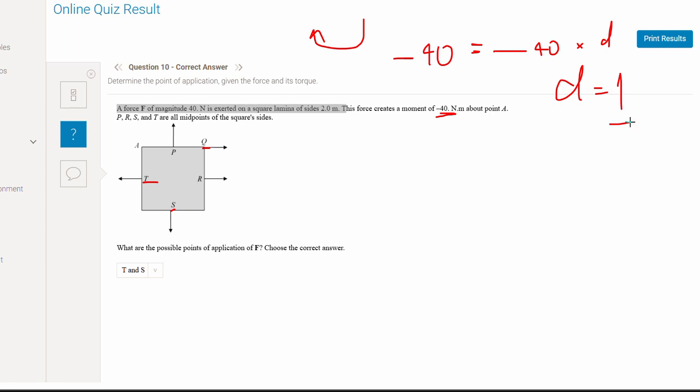This really tells you a lot, because if the force was on the edges, then the distance would be 2. So we can't really use Q. Why? Because in any of those points, it would have a distance of 2 and it will not produce negative 40. So the only options left are, we exclude this, S and T. That's all.